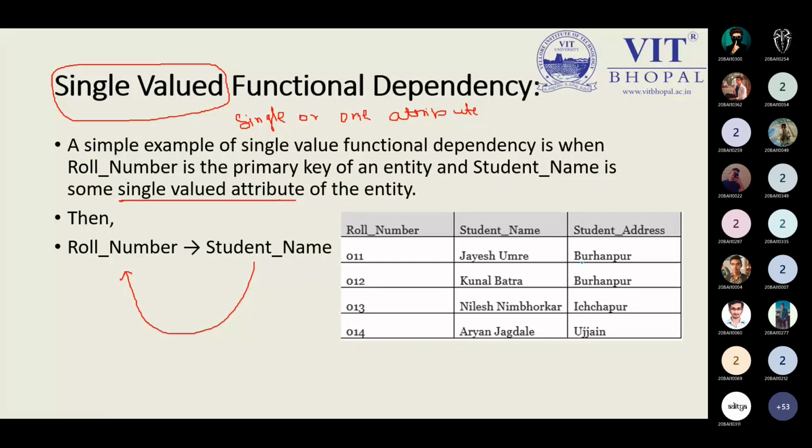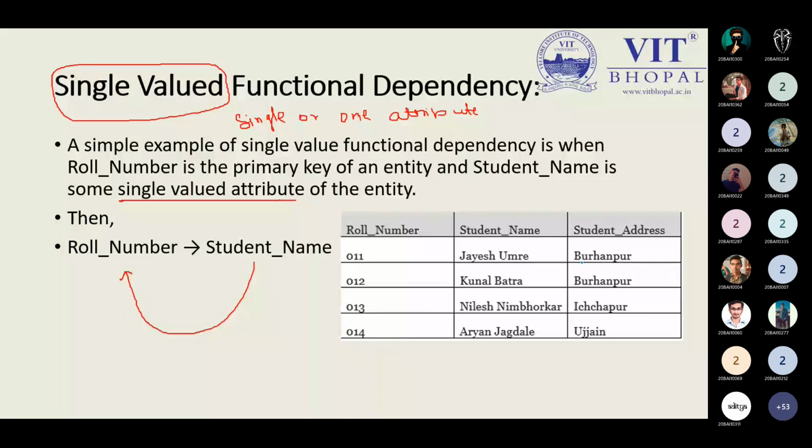So single valued functional dependency is also known as a single, or one, attribute only. You can say student name depends on the roll number. Is it true? Student name depends on the roll number. So what do you think? Single valued means on the left side and right side we must have a single value. Roll number is a primary key, and we have a single name. Student name is a single value.